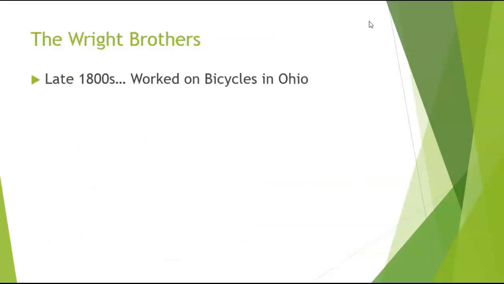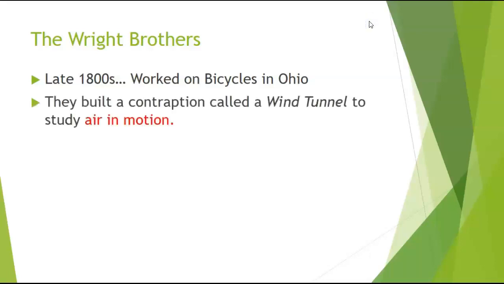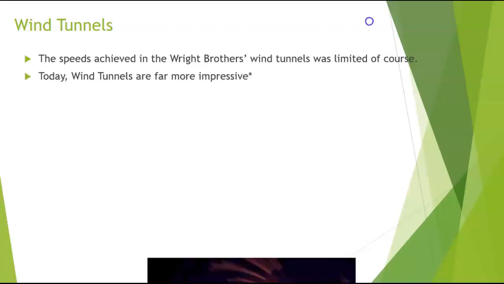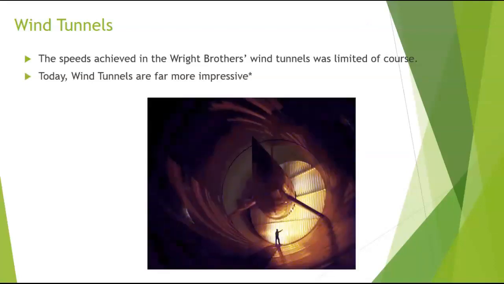Looking back to the Wright brothers in the late 1800s, they were actually bicycle mechanics working in Ohio, but they were interested in flight, so they built a contraption called a wind tunnel to study air in motion. And the study of air in motion is the study of aerodynamics. Back then, the speeds that the Wright brothers achieved in their wind tunnel were very limited. Today, wind tunnels are far more impressive, far more complicated, and can achieve wind speeds much higher than they could achieve back in the Wright brothers' time.